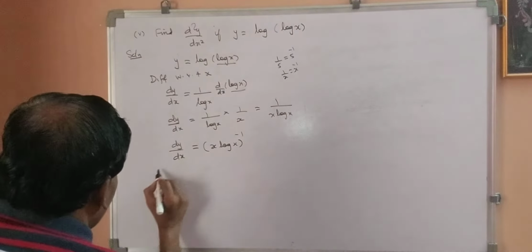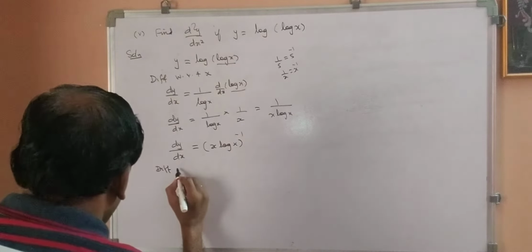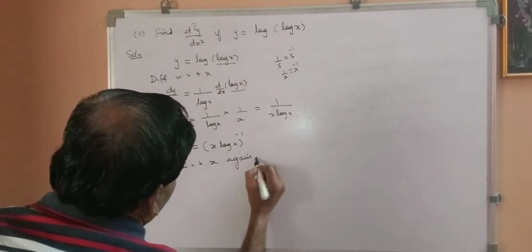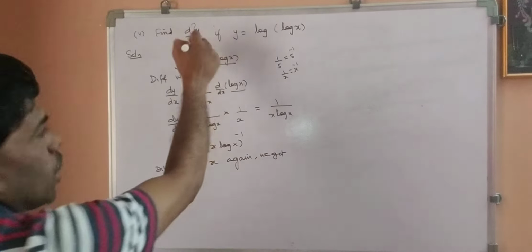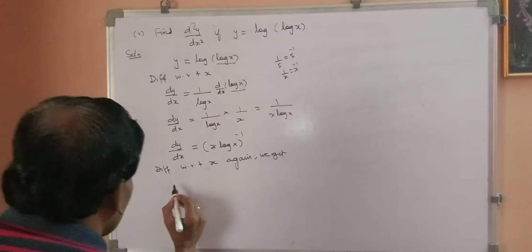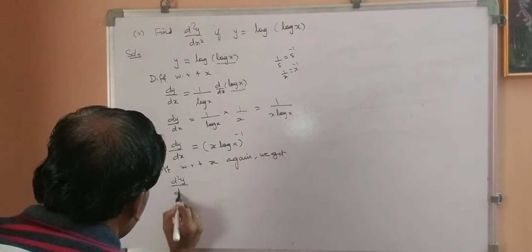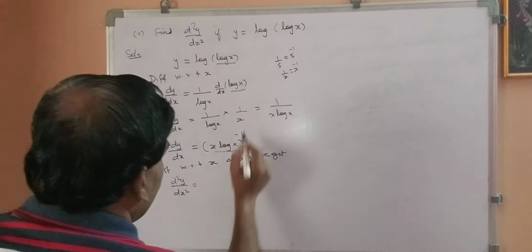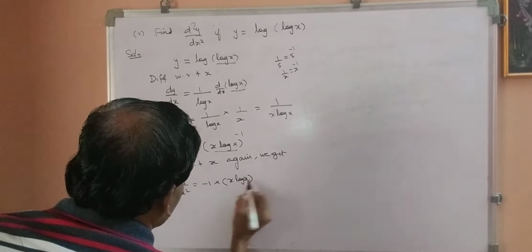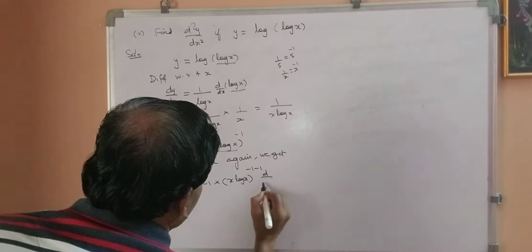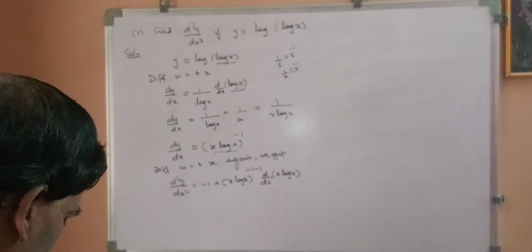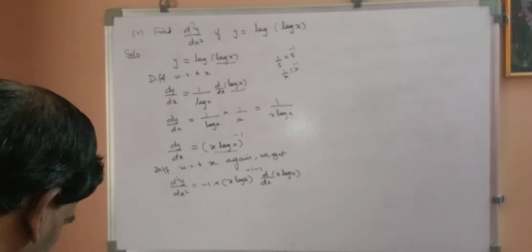Now, differentiating with respect to x again, because we wanted d square y by dx square. So, we are differentiating one more time. So, d square y by dx square equal to, what is the formula? x to the power n, minus 1 into x log x to the power n minus 1 into derivative of x log x.